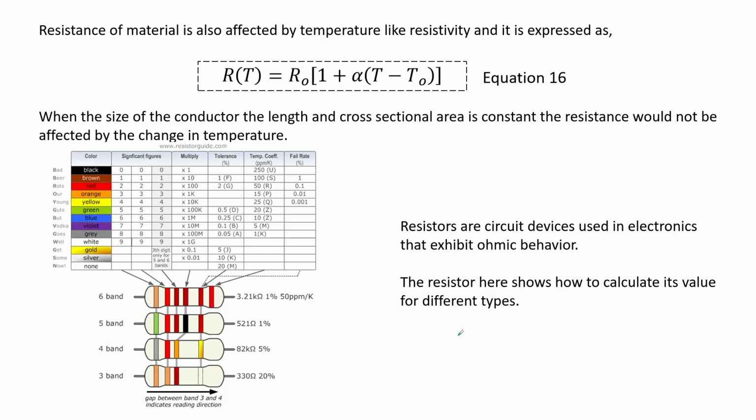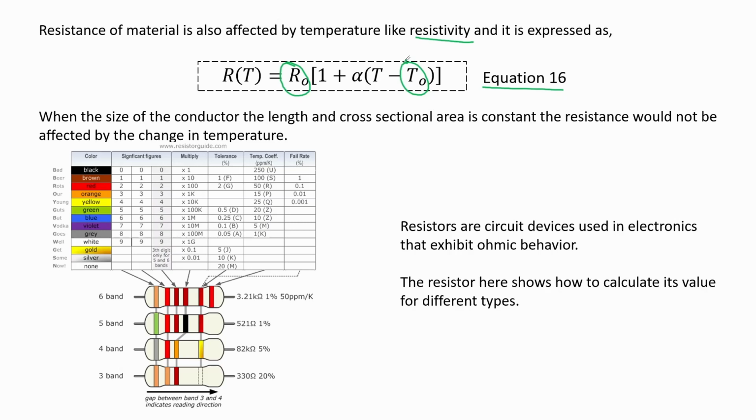Resistance of a material is also affected by temperature, like resistivity, and it is expressed in equation 16 with R0 as the reference resistance at T0. When the size of the conductor, the length and cross-sectional area, is constant, the resistance would not be affected by the change in temperature. This is due to the behavior of its atomic structure inside the conductor.